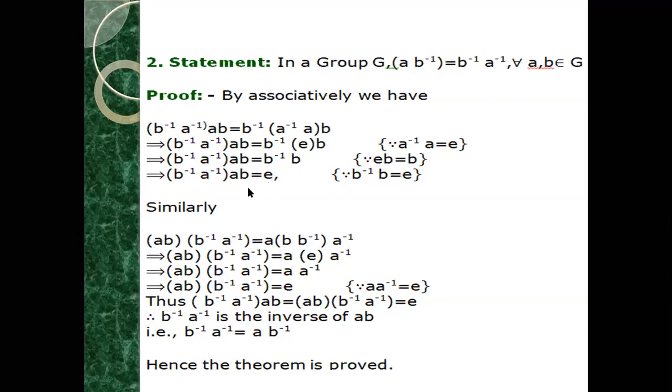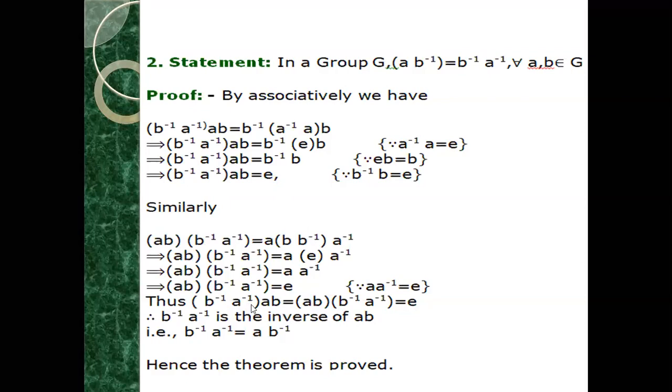So similarly, for AB we can take B inverse A inverse on the right side of AB. So this can be written A into BB inverse A inverse. So BB inverse value is equal to E, so this value is equal to A inverse. That is equal to E. So from these two steps we write B inverse A inverse AB is equal to AB into B inverse A inverse. That is equal to identity element E.